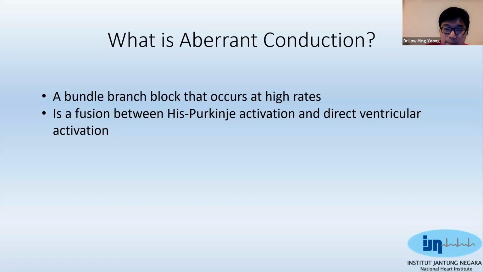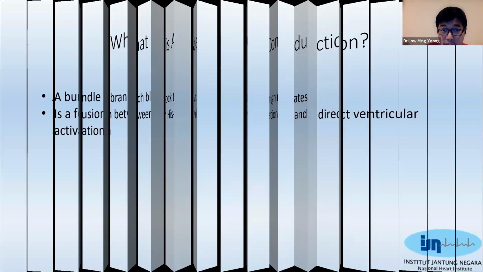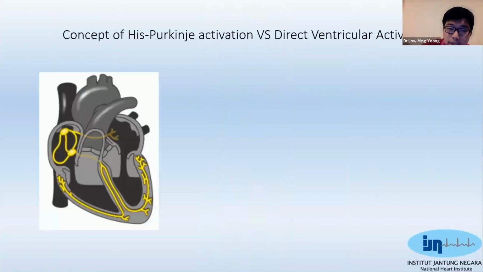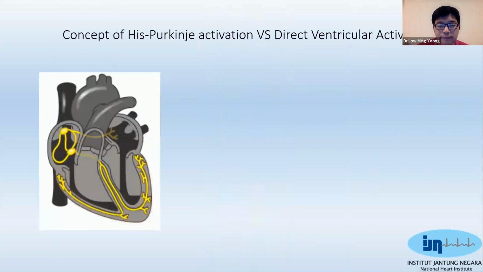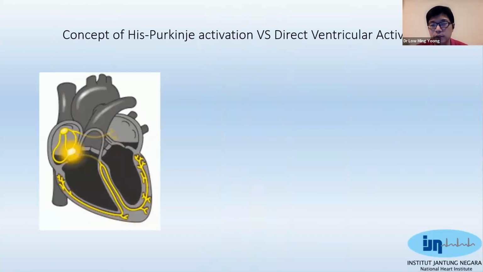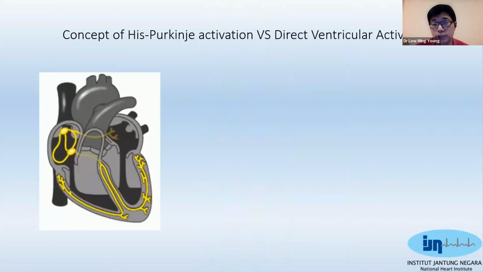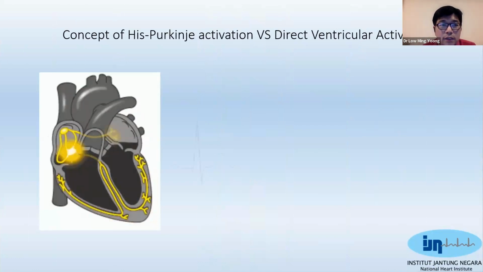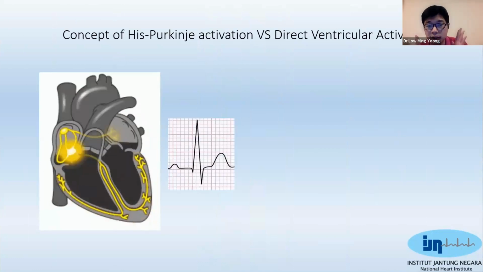So first I'll tell you what His-Purkinje and direct ventricular activation are. Okay, His-Purkinje means normal conduction. You go through the His-Purkinje system very fast. So you can see in this diagram, contraction is very fast and very synchronous because there's specialized conduction tissue called the His-Purkinje tissue that brings all this conduction. So it's very fast. And then you have direct ventricular activation. This His-Purkinje activation causes a narrow QRS complex.